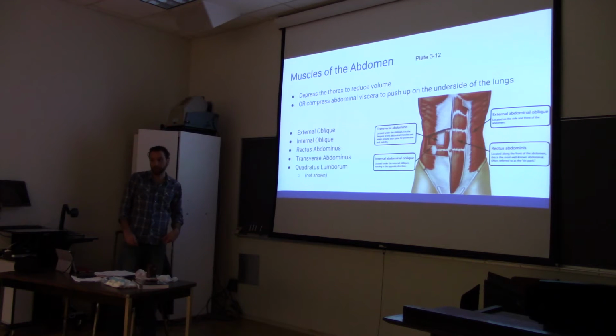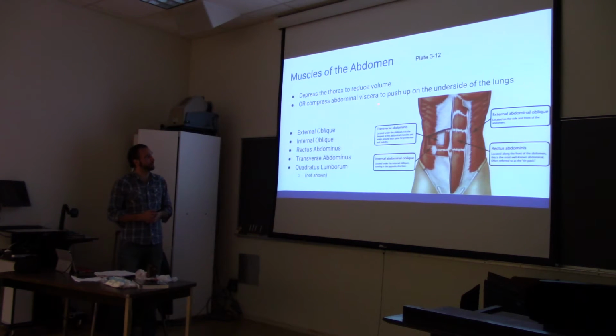Cool. So the muscles of the abdomen. These are muscles of expiration, right? They're primary muscles of expiration too, which are more important than the internal intercostals that we just talked about, okay? They depress the thorax to reduce volume of the lungs, right? So that's what we're doing. It's like when we do sit-ups, right? It's like that with our voice.